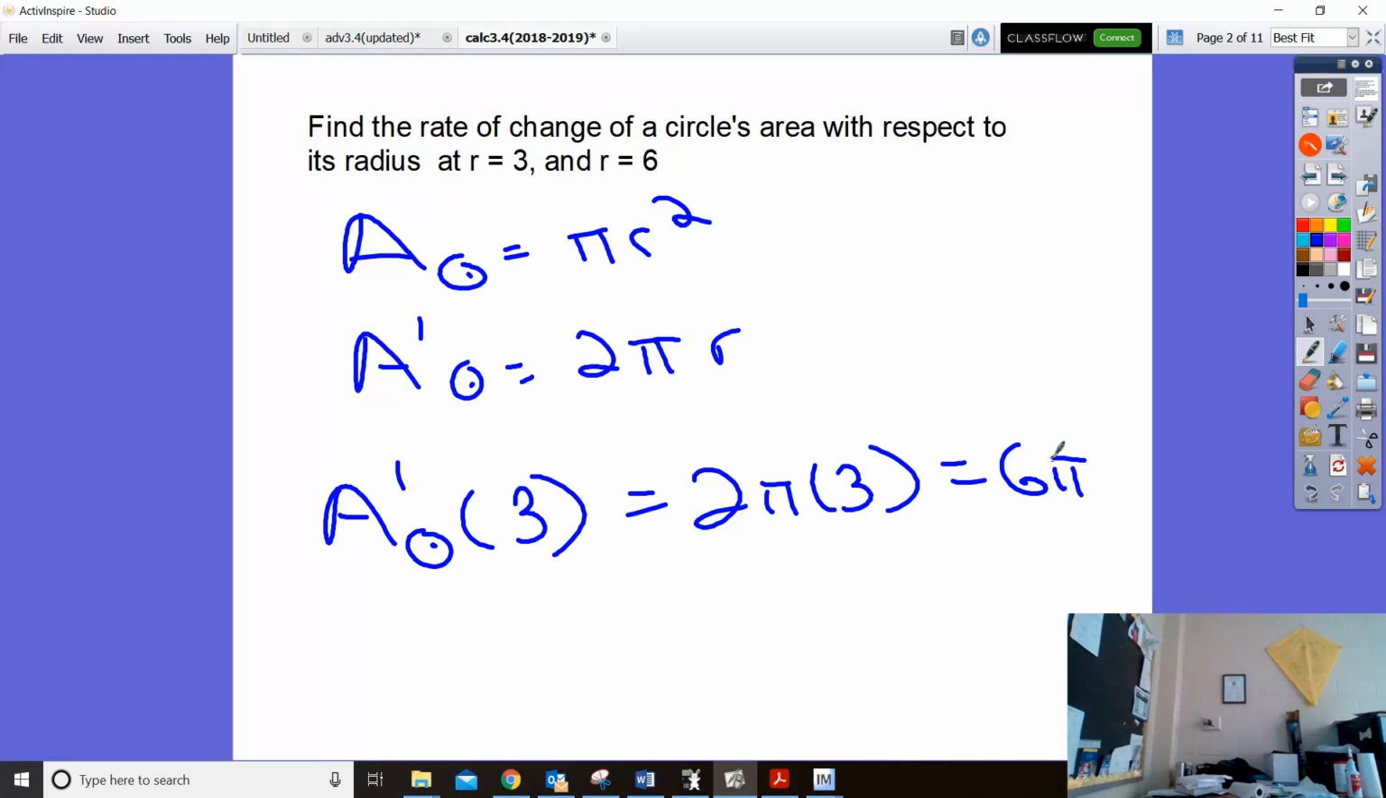So at the moment, just imagine this is an oil spill or something like that. You ever change oil in your car and something spills, you can't find it? The color grows bigger and bigger and bigger. So when the radius is 3, at that moment in time, the area of that oil spill is growing at a rate of 6 pi, it could be inches per second, minute, whatever, however fast it's happening.